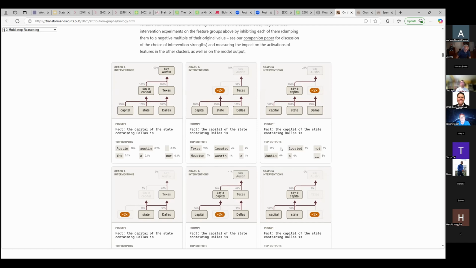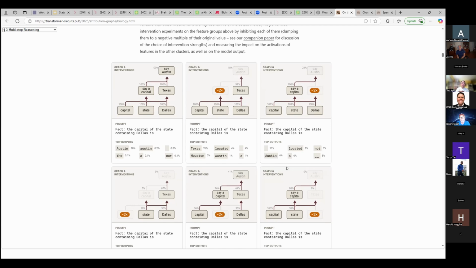You get space located not Austin at 6%, a double underscore, and then a whole long tail. Because remember, the vocabulary is like 50,000, right? A whole tail of things that are lower than 5% here.